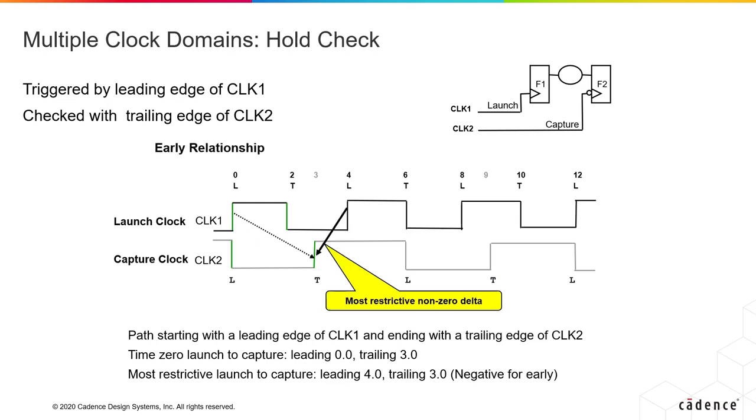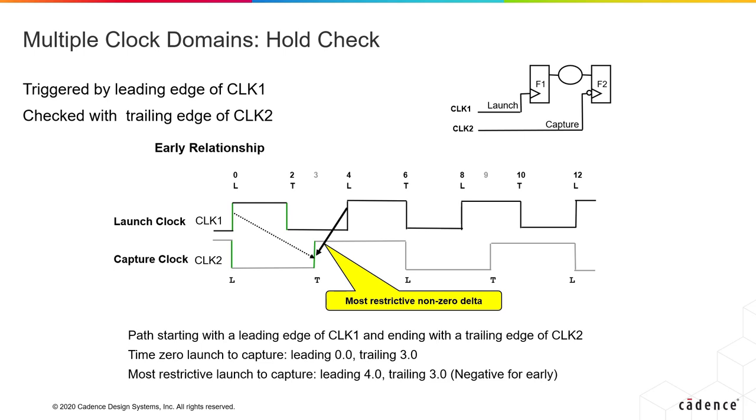The hold check is a little more complicated. We have to understand that whatever edge is launching the data, if the next edge is not launching the data again before the previous one is saved, then you're okay. So, if you launch at 0 and at the trailing edge of 3, if the data has not completed saving into the F2, then you don't want the new launch at 4 to give you new data. You would want it to wait until the data is safely stored.